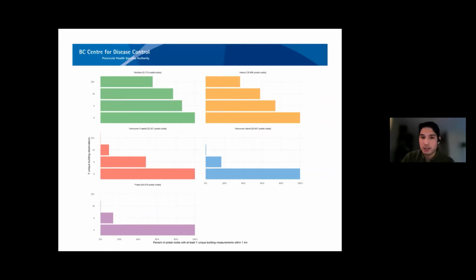So in the top 2 panels there, you can see that in the north and in the interior, the degree of linkage is actually quite good. We have in the ballpark of about half of the postal codes have at least 20 measurements within a kilometer. And if we were to have a less strict inclusion criteria, say minimum 5 measurements, this jumps up to 70, 90%. As you expected from the previous map figure there, this drops down quite a bit in Fraser, Coastal, and the island.